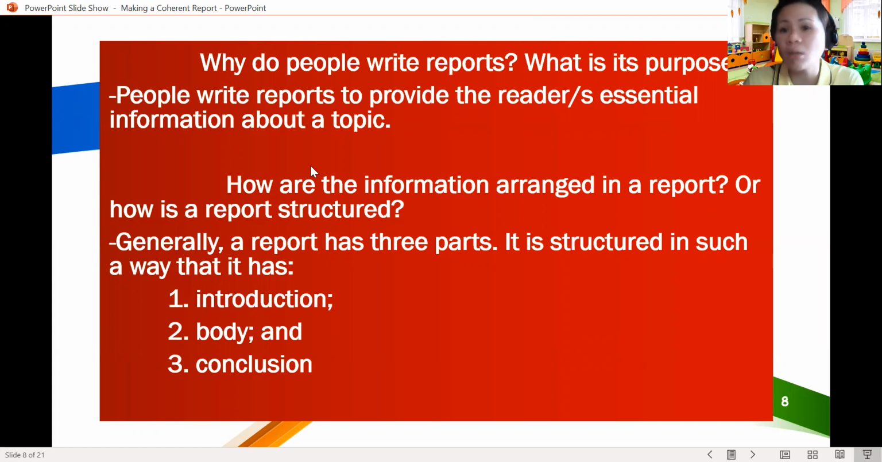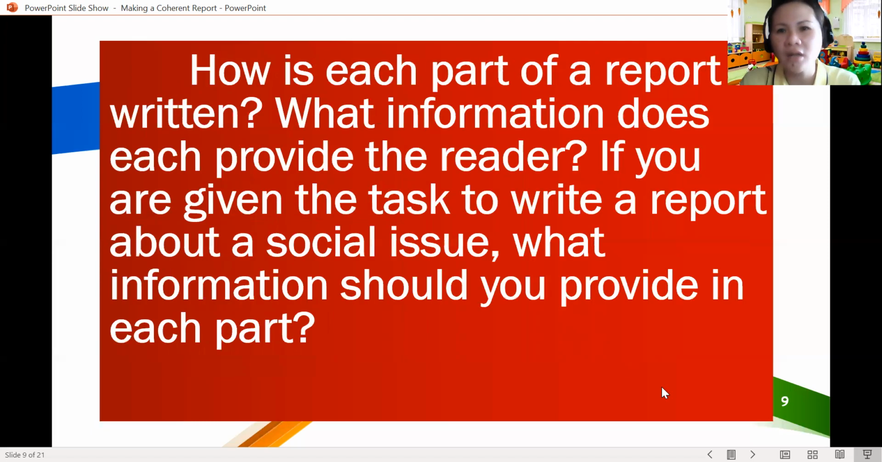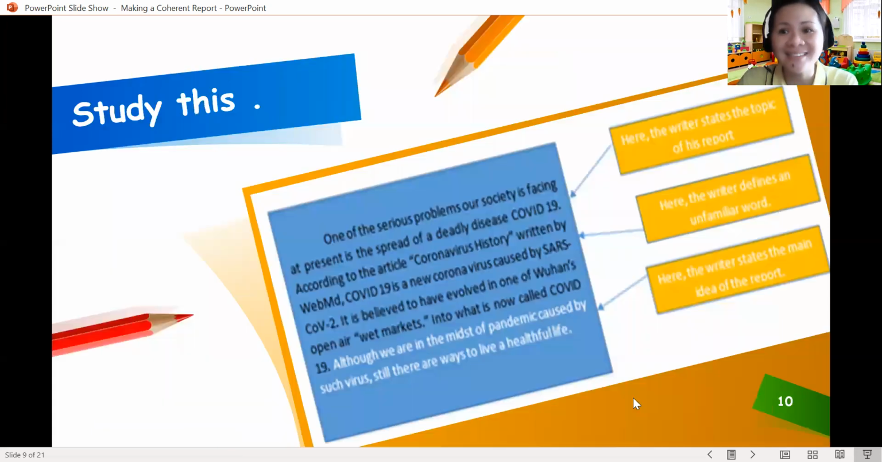So how is the information arranged in a report, or how is a report structured? This time we are going to learn about that. Actually, this is just a continuation of our lesson last time, but I want to refresh it because we had a very long vacation and suspension of classes. The first one is the introduction, number two is the body, and we have the conclusion. How is each part of the report written? What information does each provide the reader? Take note, class, that we are going to answer this and another question. If you are given the task to write a report about a social issue, what information should you provide in each part? Let us answer.